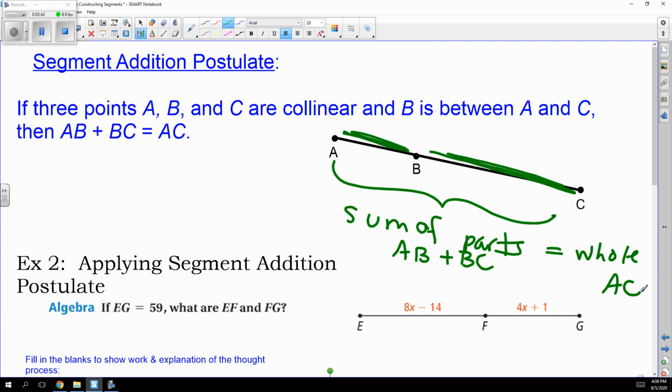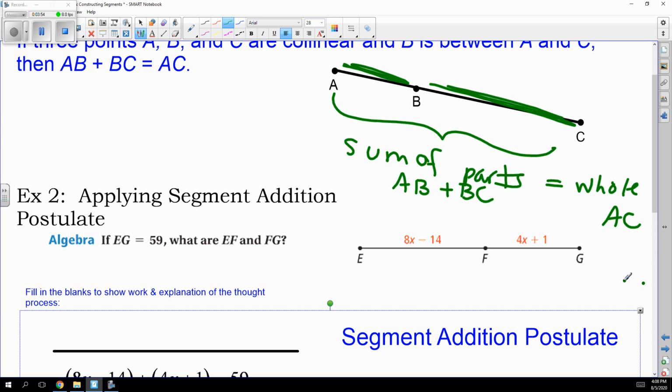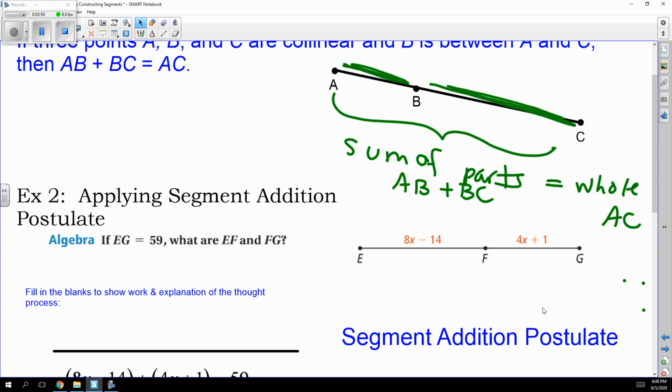And I know that you've done that with fractions a lot of times. You've put fractions together to get one whole piece. It's the same as if you were putting sticks end to end and then measuring them with a measuring tape. So let's talk about applying the segment addition postulate. And the way that I'm going to ask you to do that is by actually taking a look at this problem.